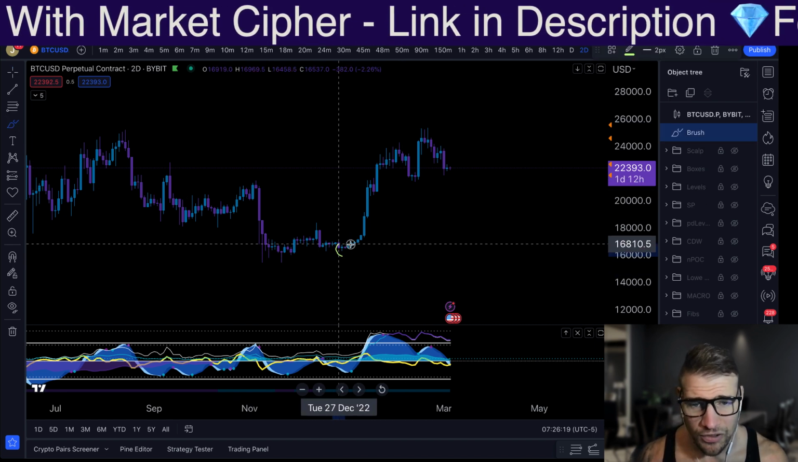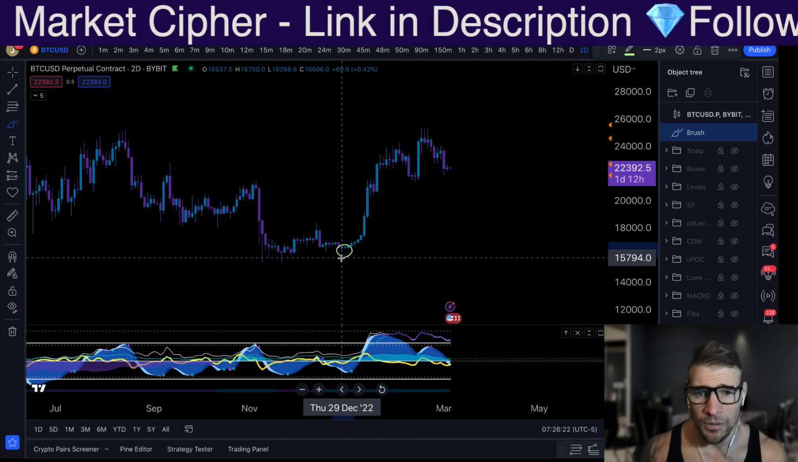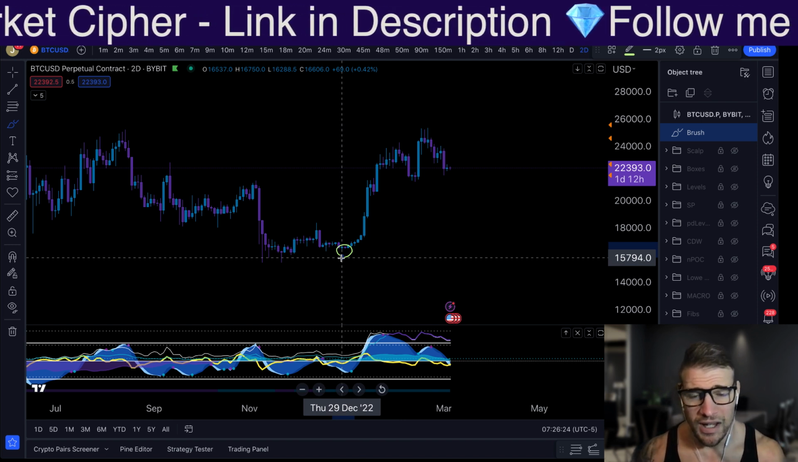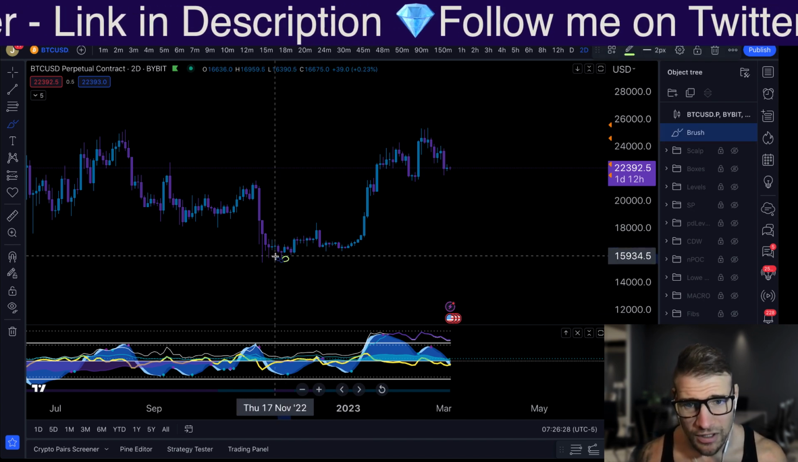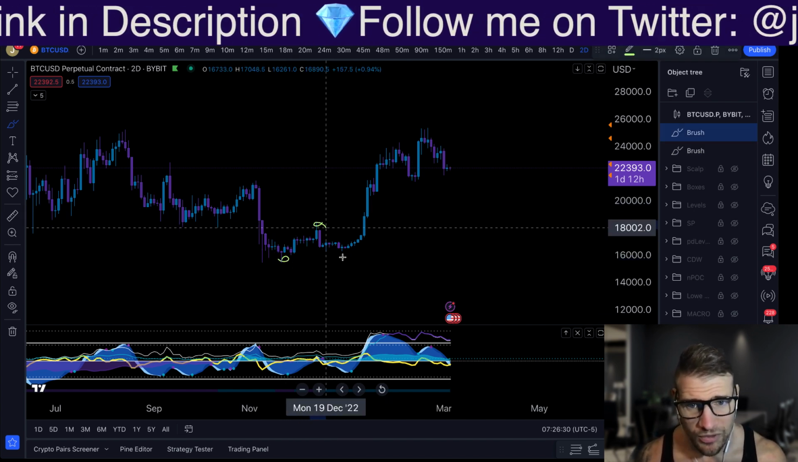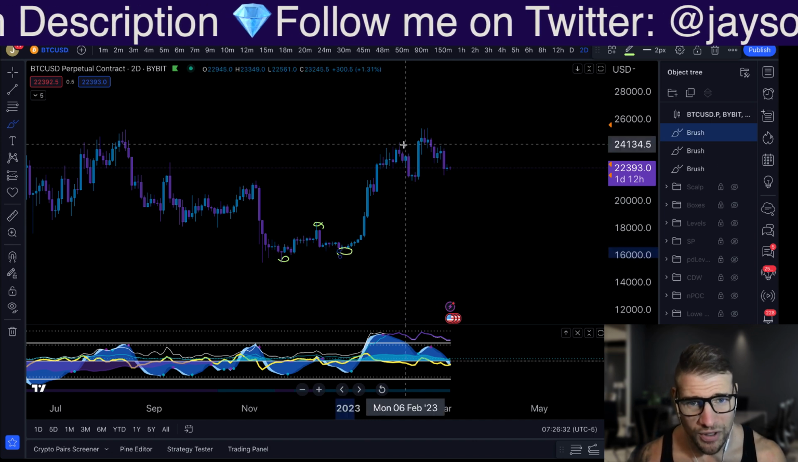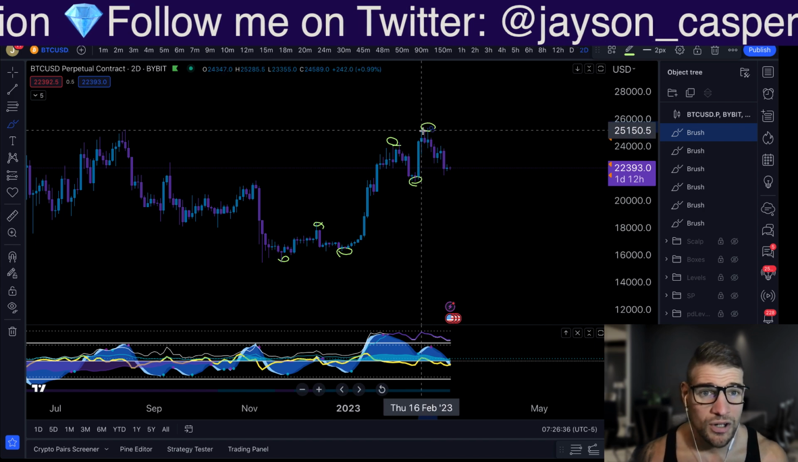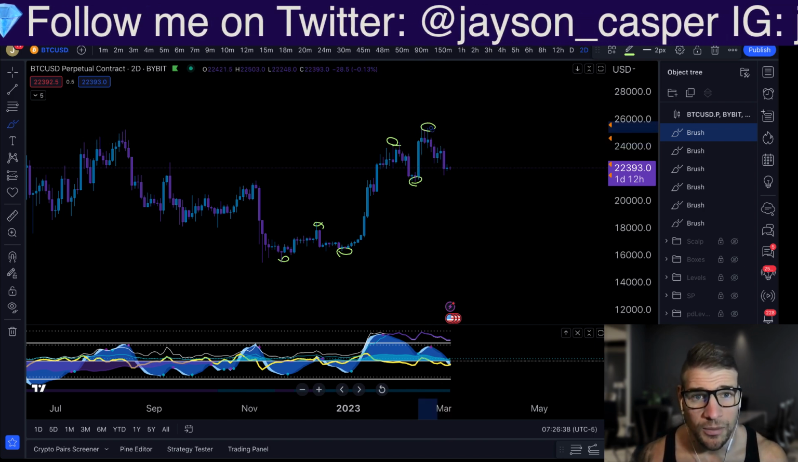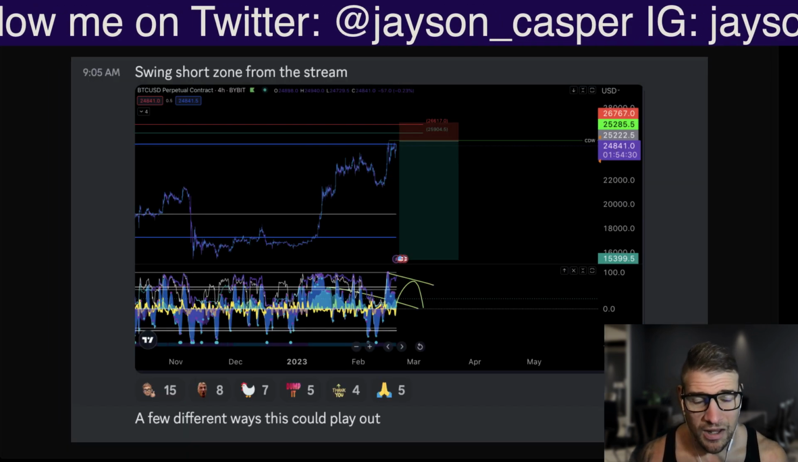So when we got this big impulse to the upside, which, by the way, this was a trade setup we gave in the Casper Crew VIP Discord. In the Casper Crew VIP Discord, we have given the long trade from right here, the short trade from right here, the long trade from right here, the short trade from right here, the long trade from right here, and the short trade from right here, which we are currently still in, that swing trade setup given in advance in the Casper Crew VIP Discord.